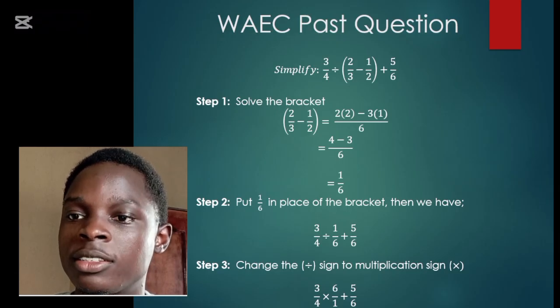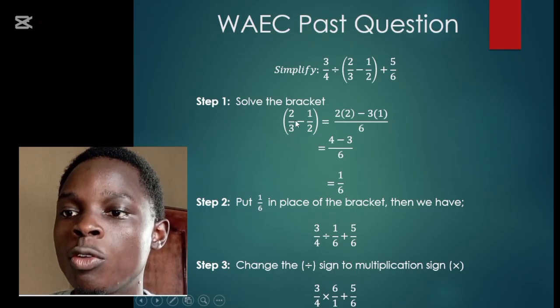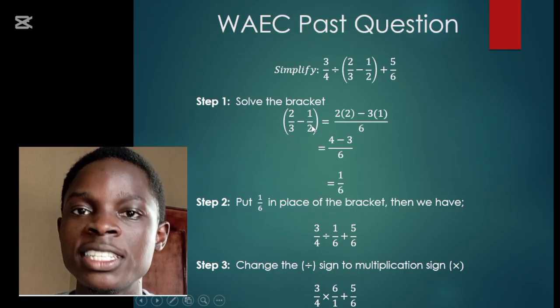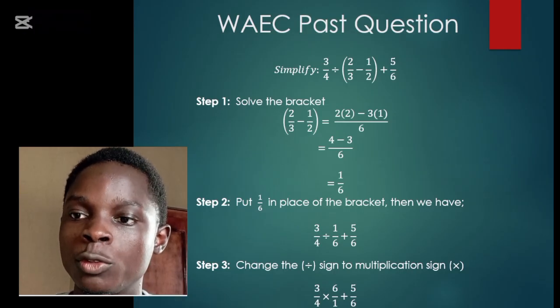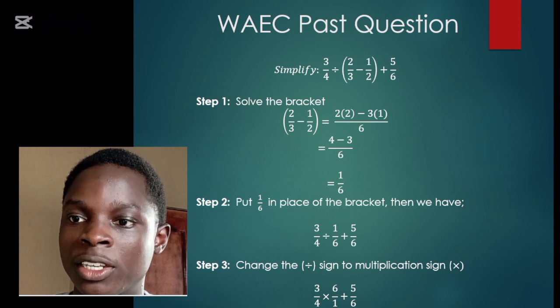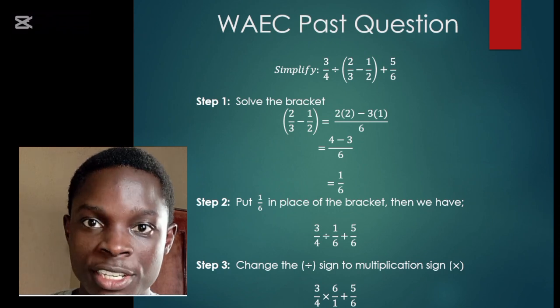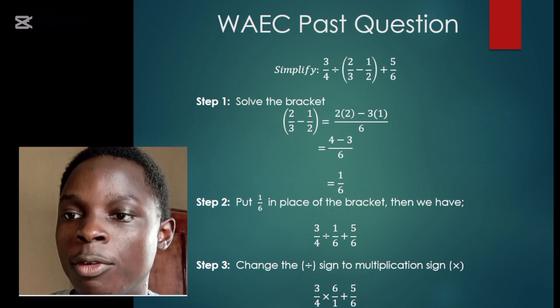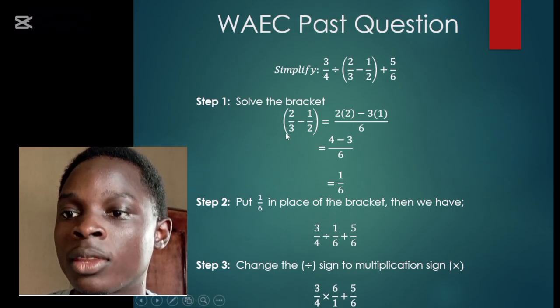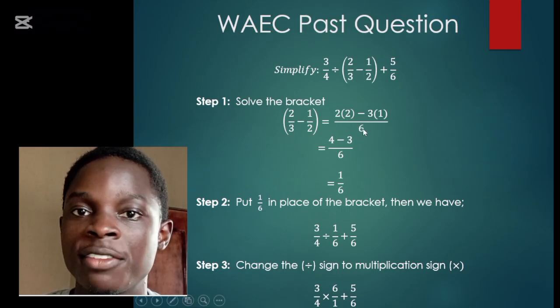Now what is the bracket part? That's why I have step 1 on the screen. We have 2 over 3 minus 1 over 2. These are two fractions. How do we subtract and add two fractions? Obviously, you find the LCM. So what is the LCM of 3 and 2 here? The LCM of 3 and 2 is 6. So we have 6 here.